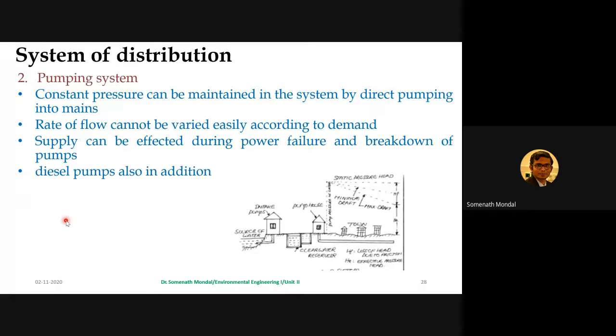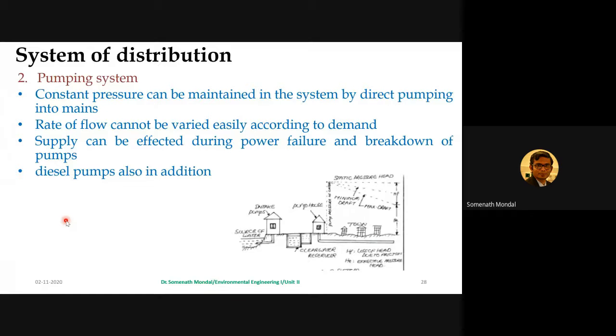So this is the most rigid aspect of this pumping system. In this case, the flow cannot be regulated, since you are applying pressure through the pump, which is quite constant. So if the demand is less, still you need to maintain the same rate of flow. Supply can be affected during power failure or breakdown of the pump, since the entire distribution depends on the pump. So if there is a problem associated with the pump, let's say, for example, loss of power, or a breakdown, or you need to maintain the pump, in those cases it is really difficult.